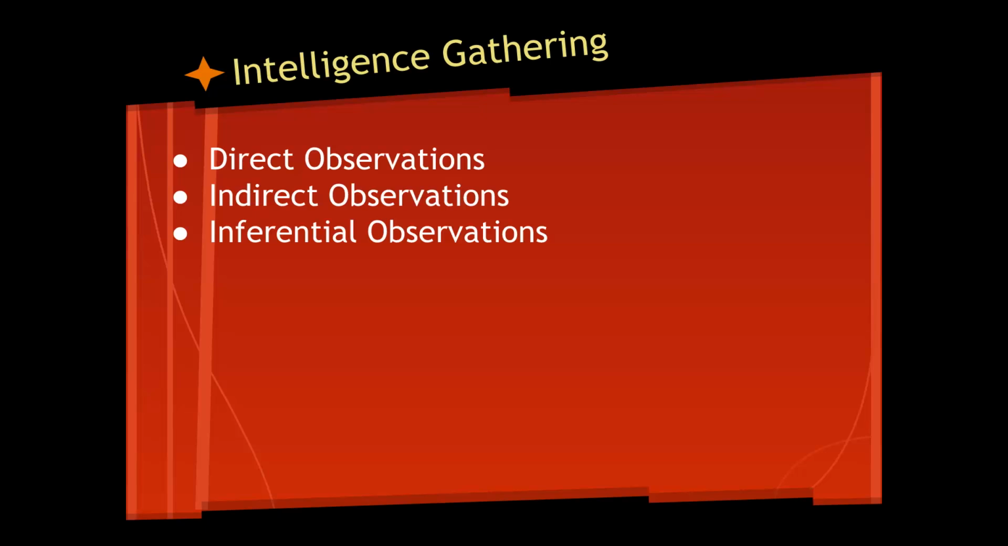So, in general, intelligence gathering has to do with observables, whether you can directly observe that you can ping this server on the internet, it's got this IP address, it's running this operating system, and it's running this version of Apache. That's a direct observable.